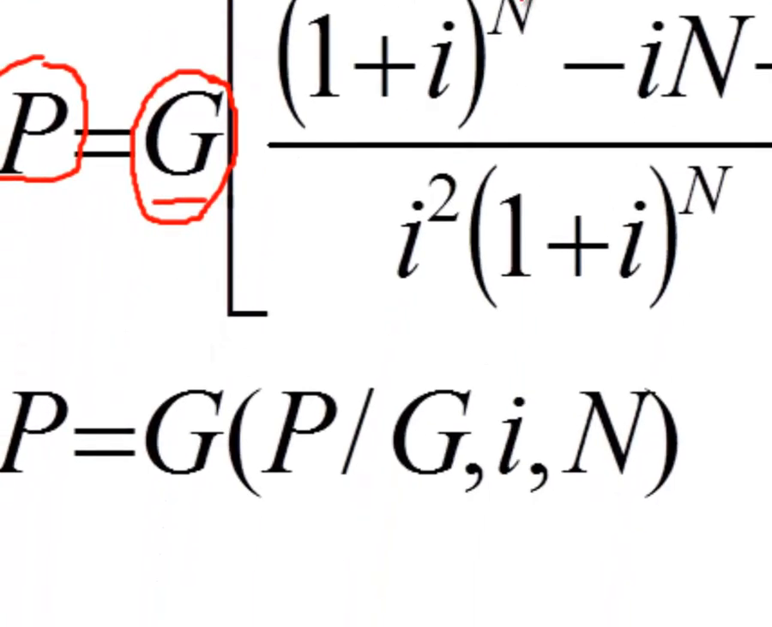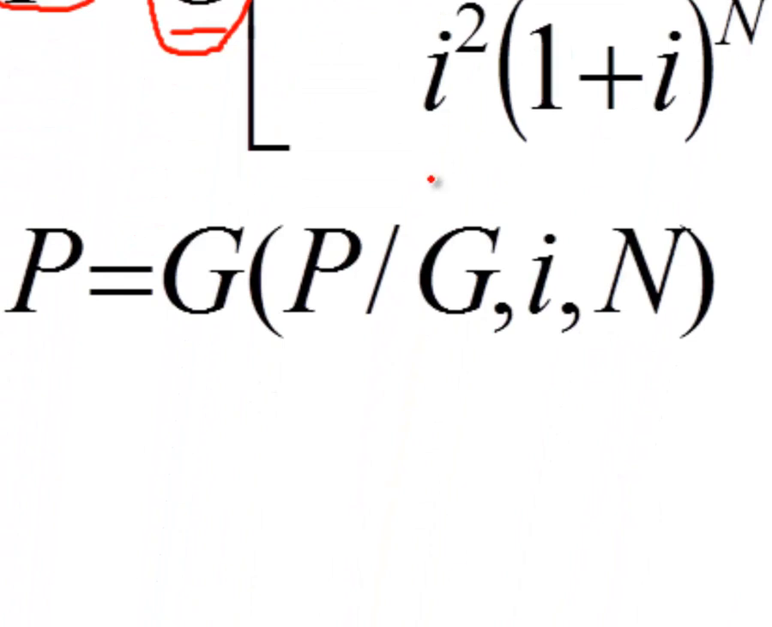And of course we can write it in a different way, which is P is equal to G multiplied by the factor P given G with interest i and a number of periods n.